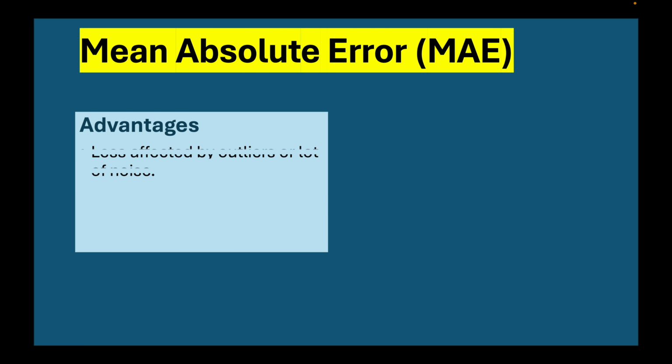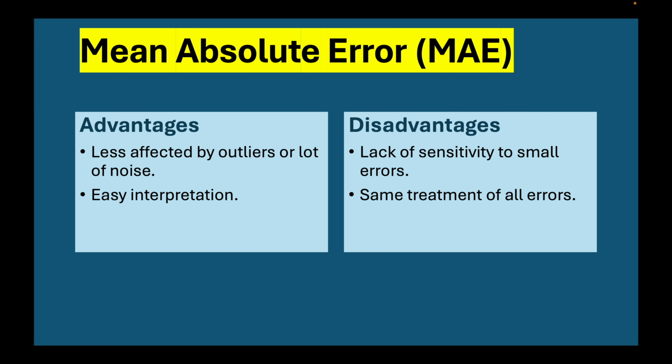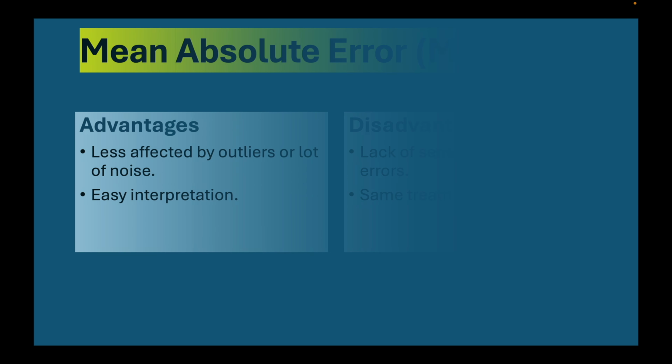Advantages: it is less affected by outliers or a lot of noise, and it is easy to interpret. Disadvantages: it has a lack of sensitivity to small errors. It treats all of the errors the same.